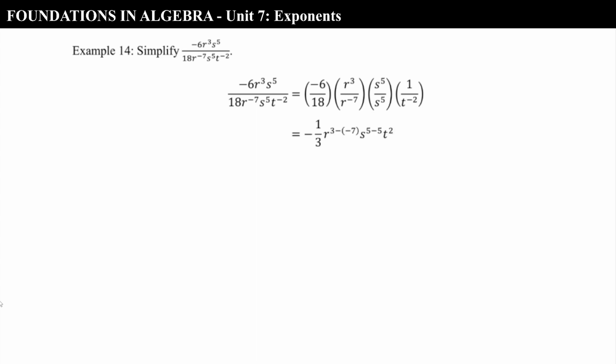Then we're going to use our quotient rule. In the case of negative 6 over 18, we're just reducing that to negative 1/3. We'll use the quotient rule to subtract, okay? R to the 3 minus negative 7 becomes r to the 3 plus 7, which gives us 10. S to the 5 minus 5 gives us s to the 0. And, of course, we brought the t to the negative 2 up to the numerator. Well, we know s to the 0 is 1, so that goes away. And we can pull our r to the 10th and t squared to the top, and we're left with negative r to the 10th t squared over 3.